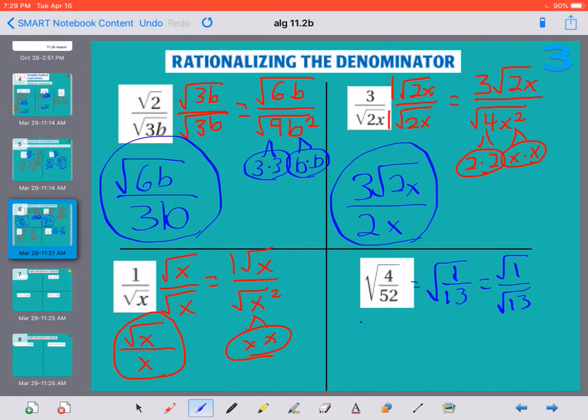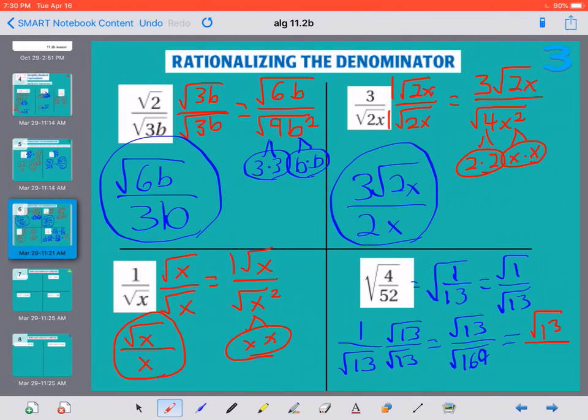The square root of 1 is going to stay 1, but we have the square root of 13 still on the bottom. So we can't have the denominator be a radical, so we're going to multiply by the square root of 13. So it's going to stay the square root of 13 for the numerator. The bottom this time is going to be 13 times 13, the square root of 169. So the numerator stays the same, the square root of 13. The square root of 169 is 13. So our answer is this.